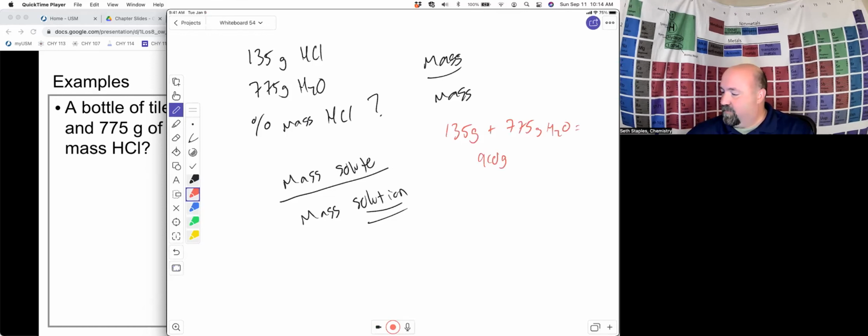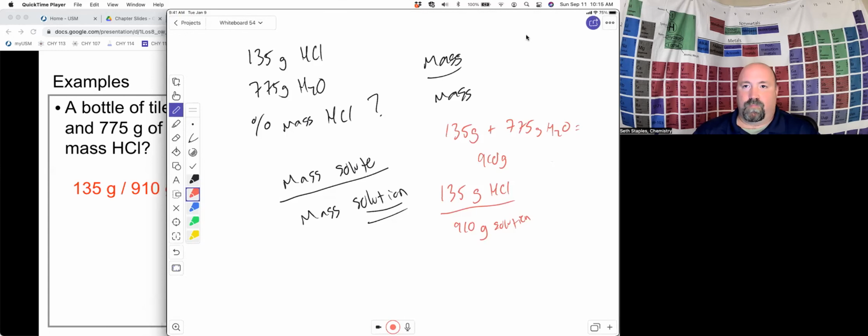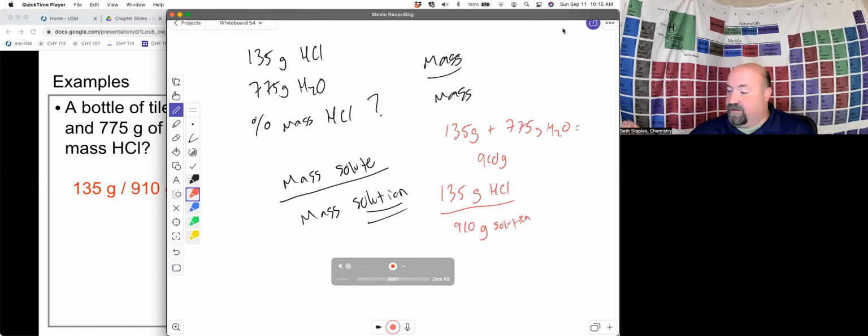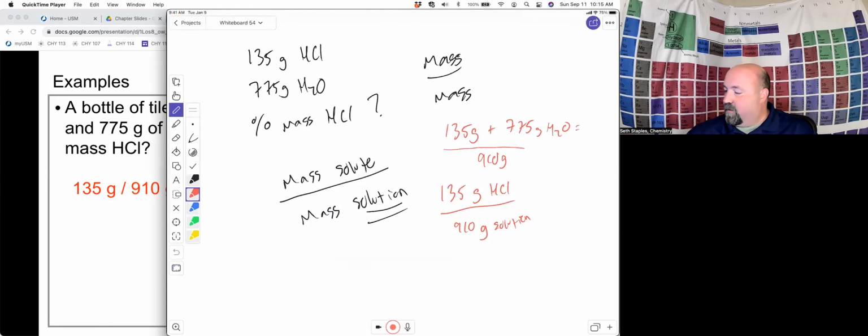And so we're going to take our 135 grams of HCl, divide that by our 910 grams of our total solution. If we're being mindful of our significant digits, in our operation up here we added. Our rules for addition and subtraction mean that we go to the least accurate decimal point, which would be the 1 spot. So we really should have a decimal point here, which means in our division, we're going to have 3 significant figures.